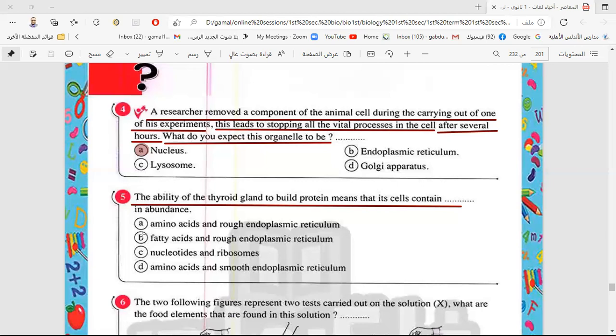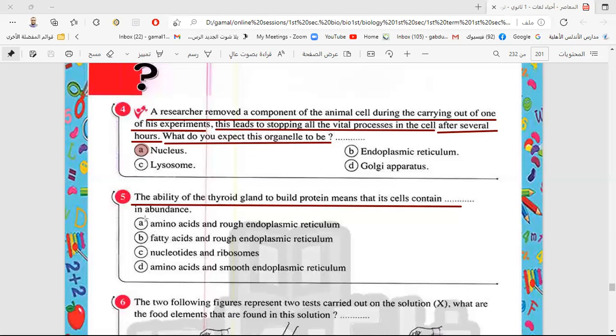We need to make proteins. We need ribosomes. And ribosomes are found on the rough endoplasmic reticulum. So we have rough endoplasmic reticulum. Maybe letter A. Which of them is better? Amino acids and the rough endoplasmic reticulum or fatty acids? Which helps in building protein? Amino acids or fatty acids?